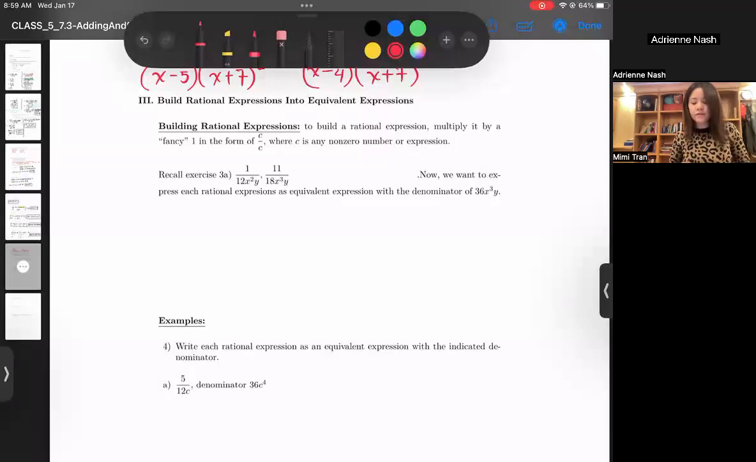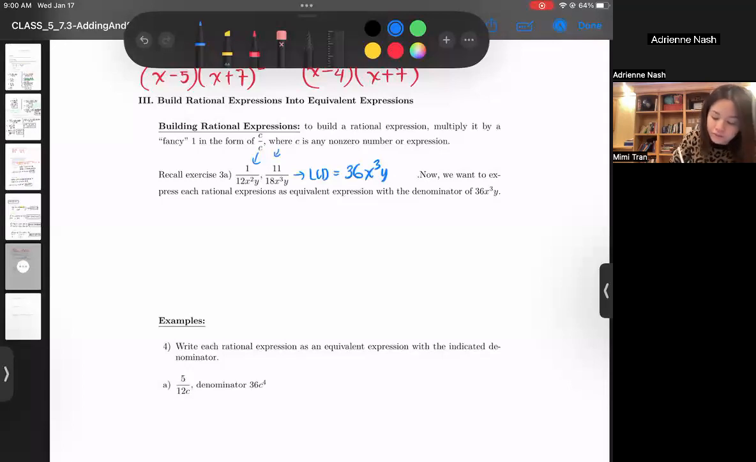So recall what we did earlier for exercise 3A. I have 1 over 12x squared y and then 11 over 18x cubed y. We found that the LCD, which I write in blue here, is 36x cubed y. So now we want to express each rational expression as an equivalent expression with the denominator of 36x cubed y. We want these two fractions to have the same denominator, and that denominator will be 36x cubed y, right?